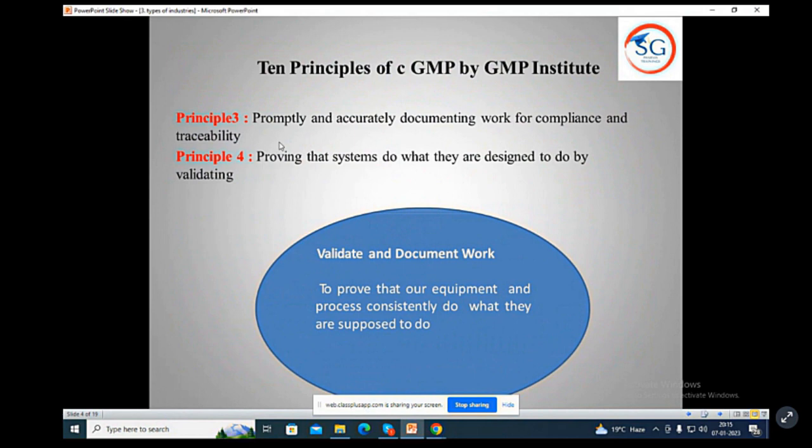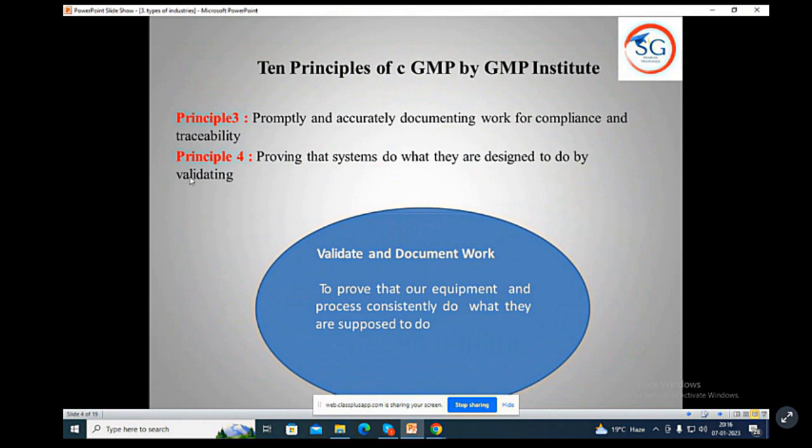Principle 3 is talking about how you should document all the work promptly and accurately. We will discuss this in the section on ALCOA principles in this session only. So what is principle 3? Principle 3 is telling that you should document every work that you are doing. And in the pharma industry, the main thing is do what you write and write what you do. These both are interrelated. And principle 4 is proving that the systems do what they are designed to do by validating. It is talking about how all the equipment on the machine should be validated.